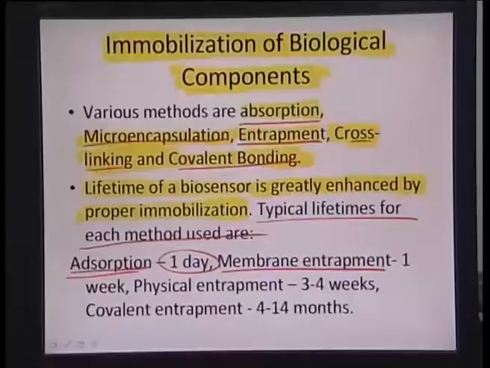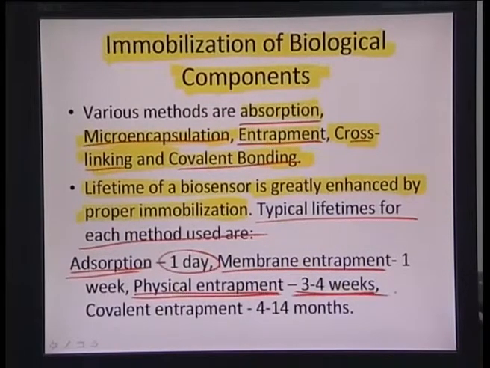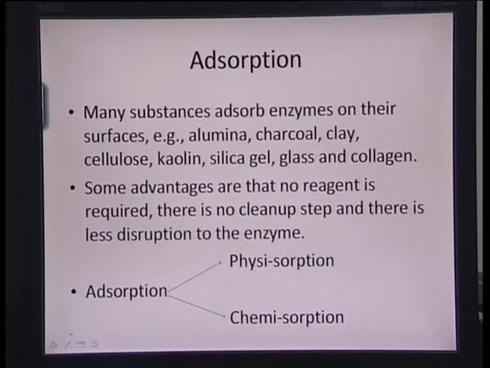The membrane entrapment that we have talked about here is typically about 1 week lifetime. It is pretty stable because membranes are thin perforated structures which are able to hold these biological moieties very close to a particular substrate. For physical entrapment cases, it is about 3 to 4 weeks. The device lifetime is greatly enhanced because of the schematic wherein this entrapment is in a gel kind of network. And for covalent attachment, again it is very high because there is a covalent bond between the particular moiety and the surface. It is about 4 to 14 months. Now the details of the different immobilization aspects and schemes.